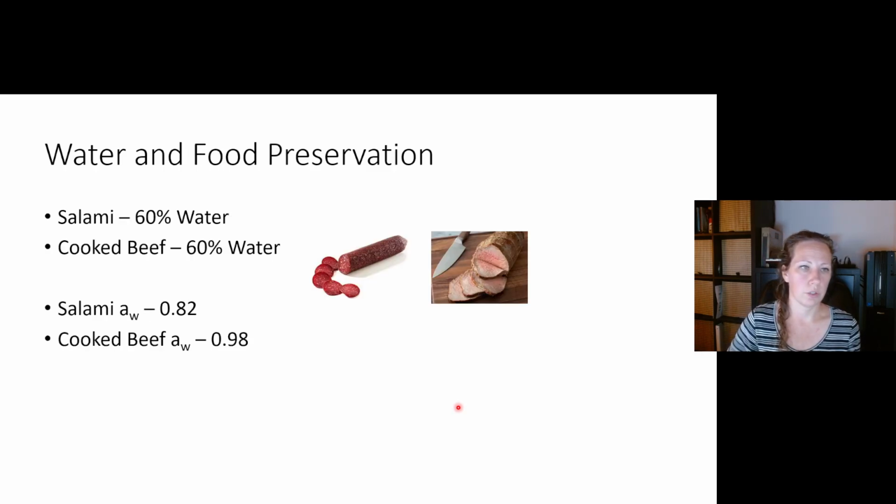So let's go back to our salami and cooked beef example. Okay, they're both 60% water, but the water activity of the salami is 0.82. So we do not have bacterial growth at that water activity, pathogenic or otherwise. Okay. For the cooked beef, that water activity is 0.98, really close to 1. And so lots of things can happily grow on that cooked beef.